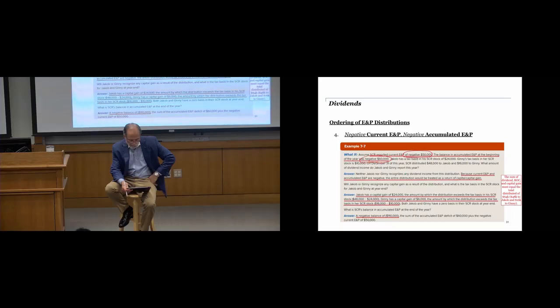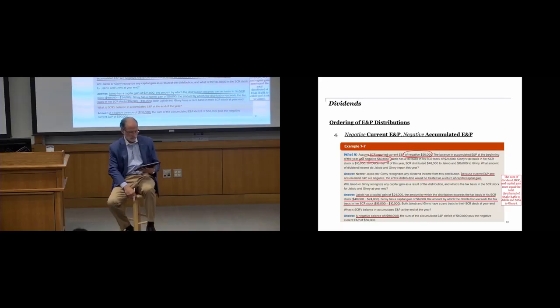So the answer would be neither Jacob nor Ginny recognizes any dividend income from this distribution. And that's because the current E&P and accumulated E&P are negative. The entire distribution would be treated as a return of capital or capital gain. So will Jacob or Ginny recognize any capital gain as a result of this distribution? And what is the tax basis in the SCR stock for Jacob and Ginny at year end?